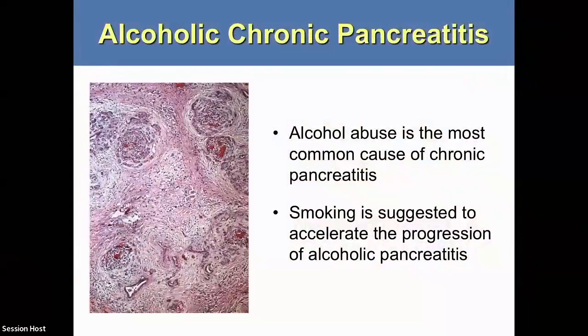This is an HE stained chronic pancreatitis tissue showing the abundant fibrosis, which is known to be produced by pancreatic stellate cells. Alcohol abuse is the most common cause of chronic pancreatitis, with the most heavy drinkers also being heavy smokers. Epidemiological studies suggest that smoking accelerates the progression of alcoholic pancreatitis. However, the mechanisms mediating this are unknown.